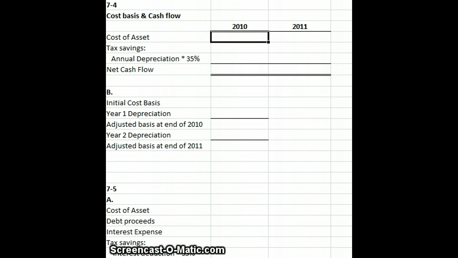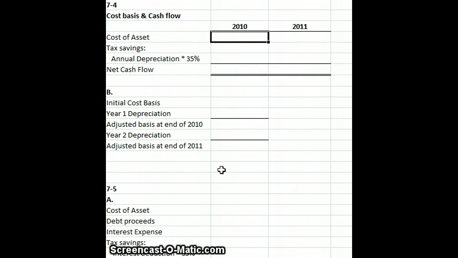And 7.4, in 2010, Firm A paid $50,000 cash to purchase a tangible business asset. In 2010 and 2011, it deducted $3,140 and $7,200 depreciation with respect to the asset using MACRS, of course. Firm A's marginal tax rate in both years was 35%. So in Part A, we want to compute Firm A's net cash flow attributable to the purchase of the asset in each year. And Part B, confirm or compute Firm A's adjusted basis at the end of each year. So we're just talking about the cost of the assets here.